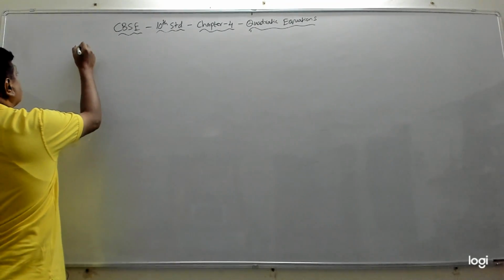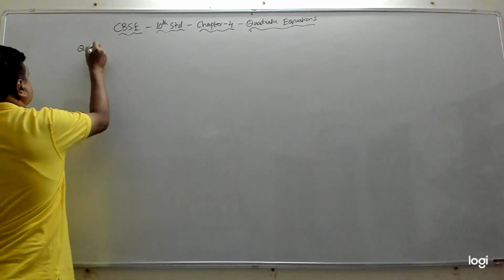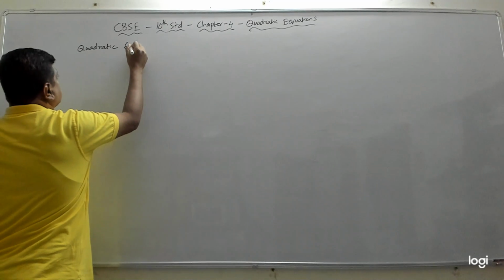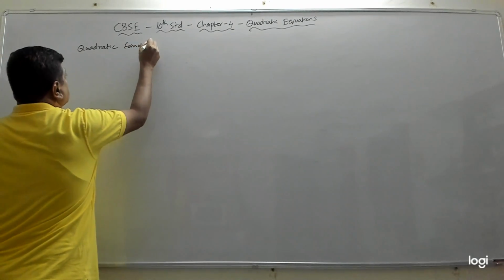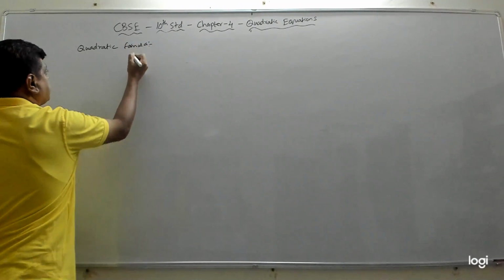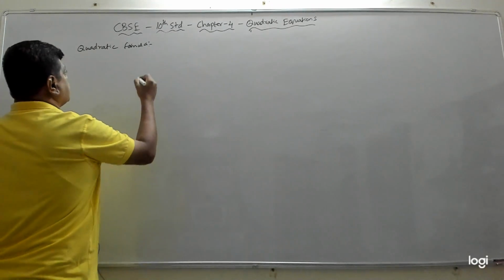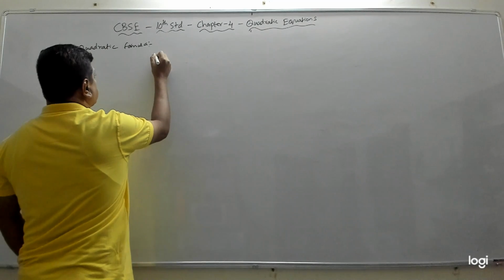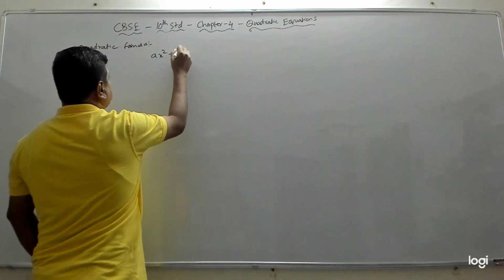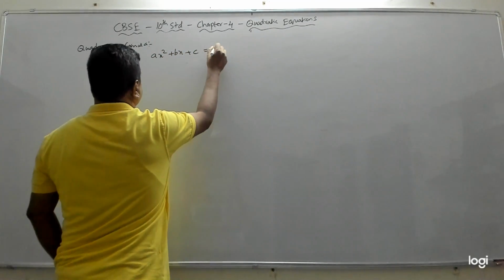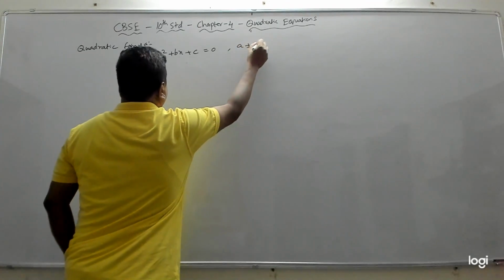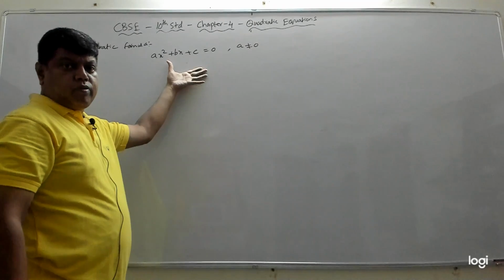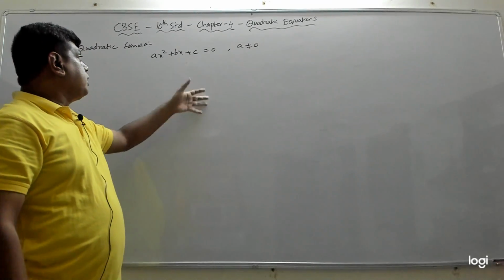So this method is using the quadratic formula. What is the quadratic formula? We know the general form of the quadratic equation, which is ax square plus bx plus c equal to 0, where a is not equal to 0.